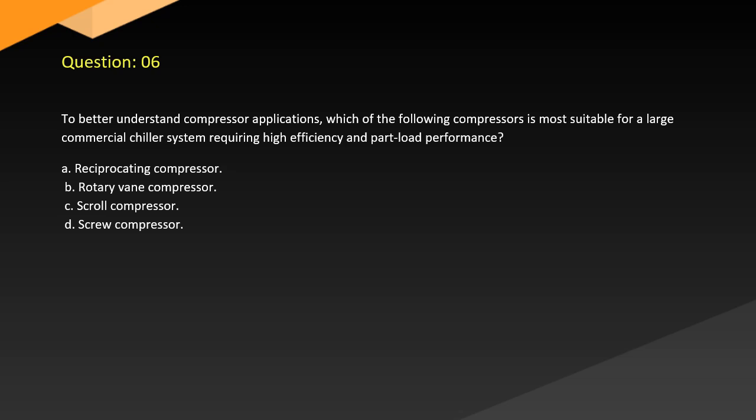Question 6. To better understand compressor applications, which of the following compressors is most suitable for a large commercial chiller system requiring high efficiency and part load performance? A. Reciprocating compressor. B. Rotary vane compressor. C. Scroll compressor. D. Screw compressor.